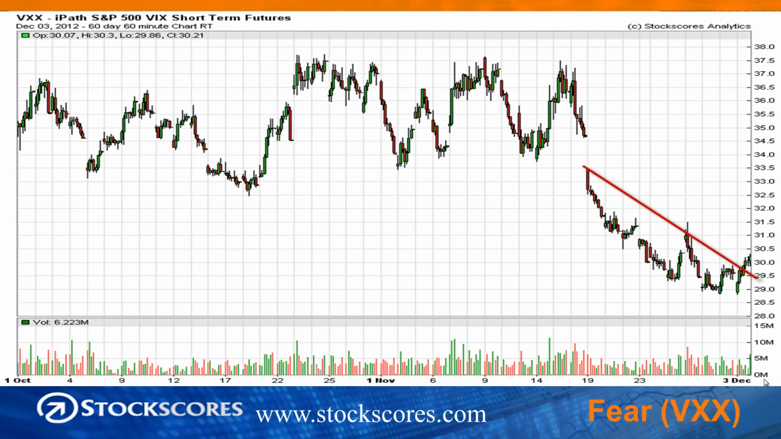And finally, the fear index, the VXX, is breaking its short-term downward trend line, has lots of overhead resistance, but this is a bit worrisome because money is starting to buy those options which are protection against downside risk in the stock market, and the fact that this rose pretty strongly today is a bit of a concern for me, and I would keep an eye on this one.